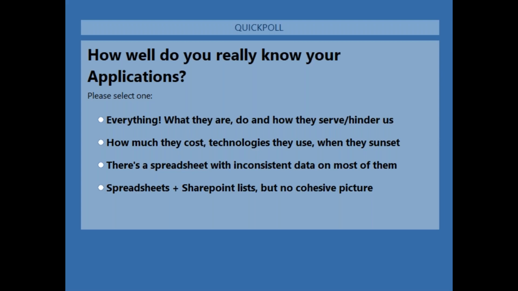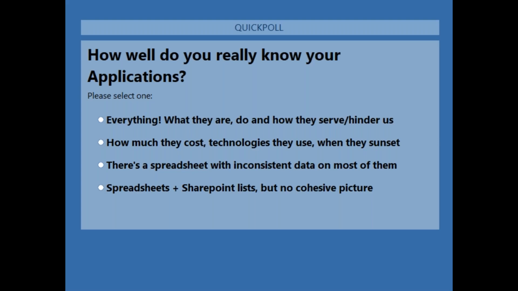Second answer, well, we know how much they cost, how much we're spending on them, generally what technologies they use, and we know when those technologies are going to be sunset by the vendors, so we may need to move off them, or if they're cost products, we know when we're losing use of those applications altogether and they need to be replaced. Next option is, well, we've got a spreadsheet that has some stuff about these applications, or we've got a single SharePoint list where it's all pulled together, or it's in a repository that is sparsely populated.